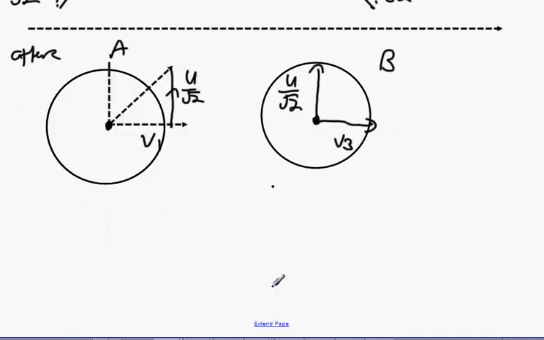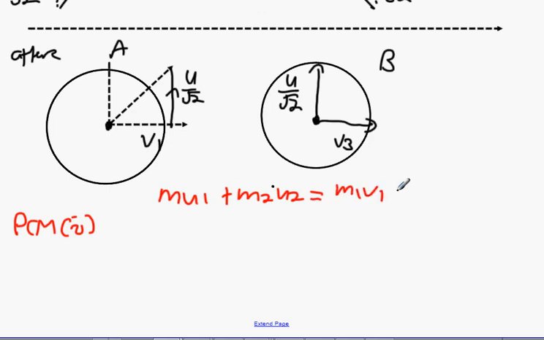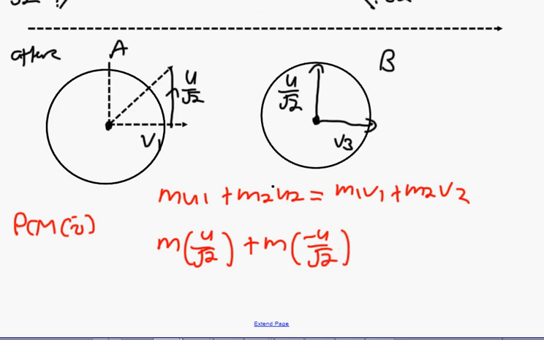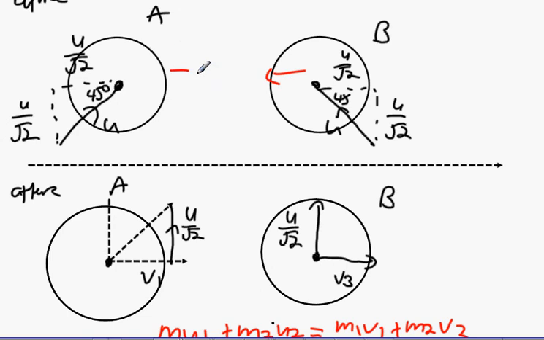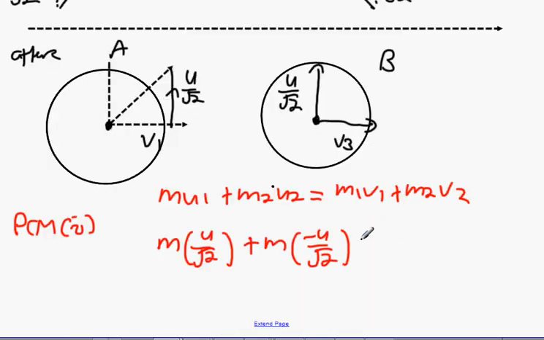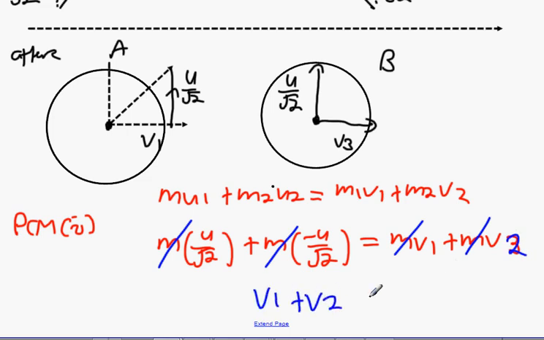Okay. Now, what we're going to do is PCM, the Principle of Conservation of Momentum. I'm going to put an i symbol here. The i symbol means I'm doing it along the i axis. So m1u1 plus m2u2 equals m1v1 plus m2v2. So what I'm going to get is m times u over root 2 plus m times minus u over root 2, because it's going in the opposite direction. So remember that B is going in the opposite direction to A. Okay, and then we're going to get mv1 plus mv2, because they're identical particles. The m's cancel.